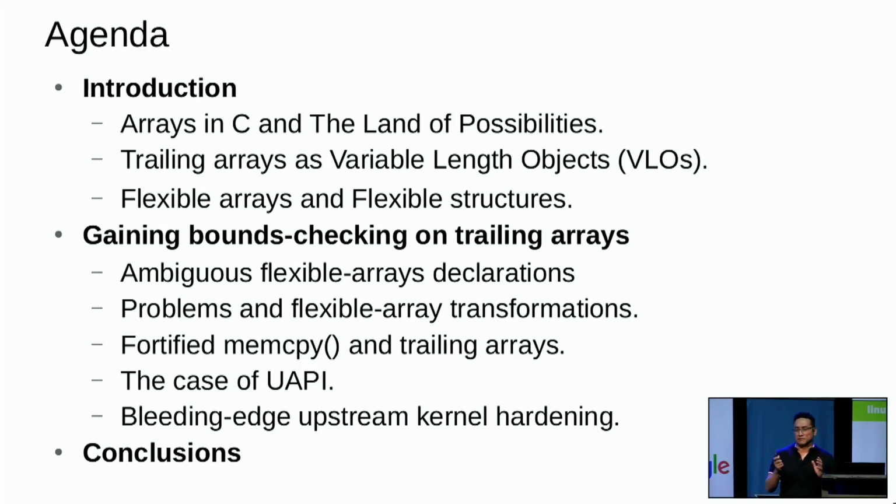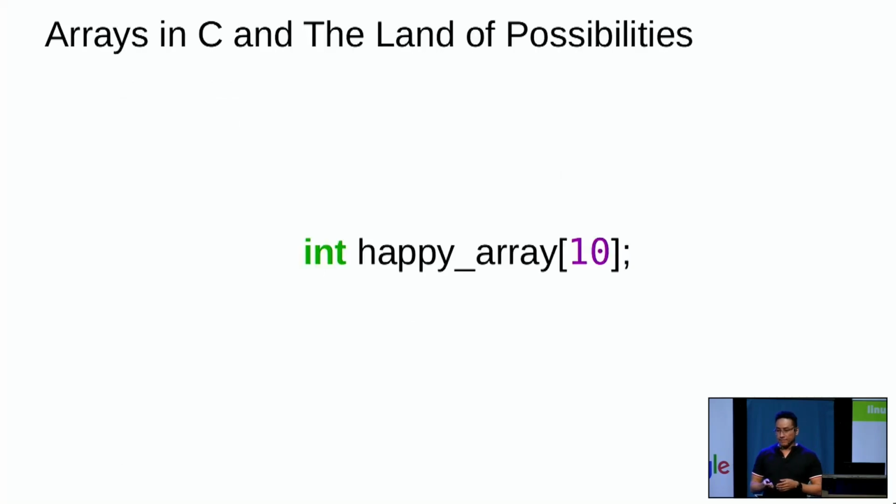We're going to start by saying a couple of words about arrays in the C language. We're going to start with the very basics, and we're going to move up to bleeding edge upstream kernel hardening. Let's start with this. This is probably the most simple declaration of an array in the C language. So we have happy array, which is an array of a concrete size.